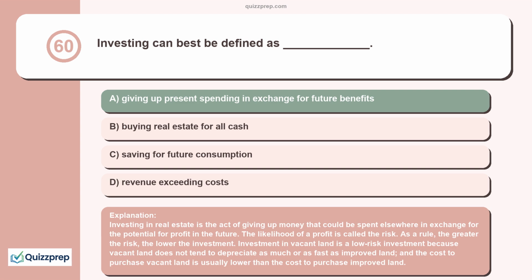Investing in real estate is the act of giving up money that could be spent elsewhere in exchange for the potential for profit in the future. The likelihood of a profit is called the risk. As a rule, the greater the risk, the lower the investment. Investment in vacant land is a low-risk investment because vacant land does not tend to depreciate as much or as fast as improved land, and the cost to purchase vacant land is usually lower than the cost to purchase improved land.